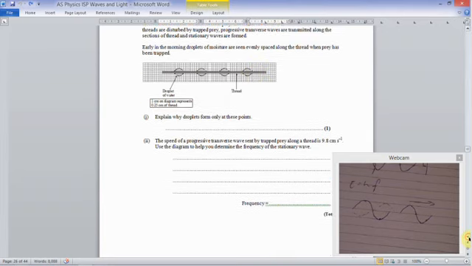Okay, the speed of the progressive wave sent by the trapped prey is 2.8 centimetres per second. Use a diagram to determine the frequency of the standing wave. Well, this is tricky because obviously this could be a different size for you guys.